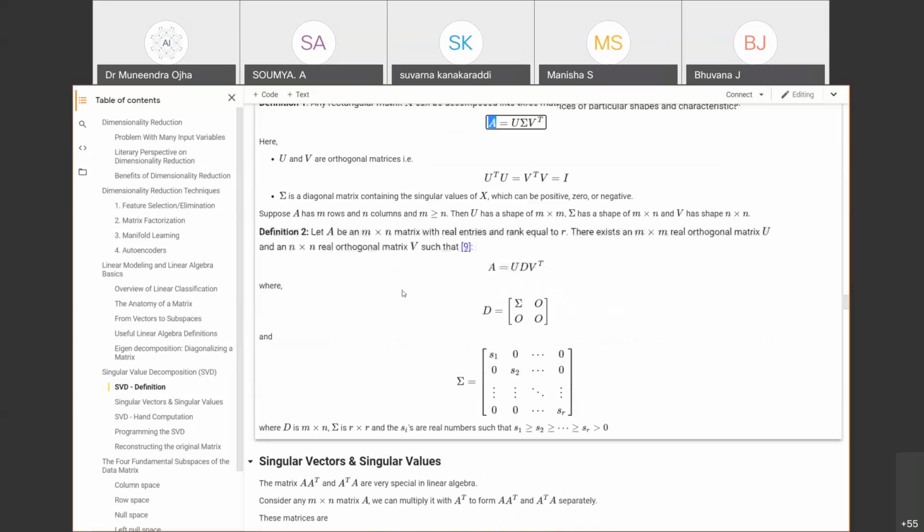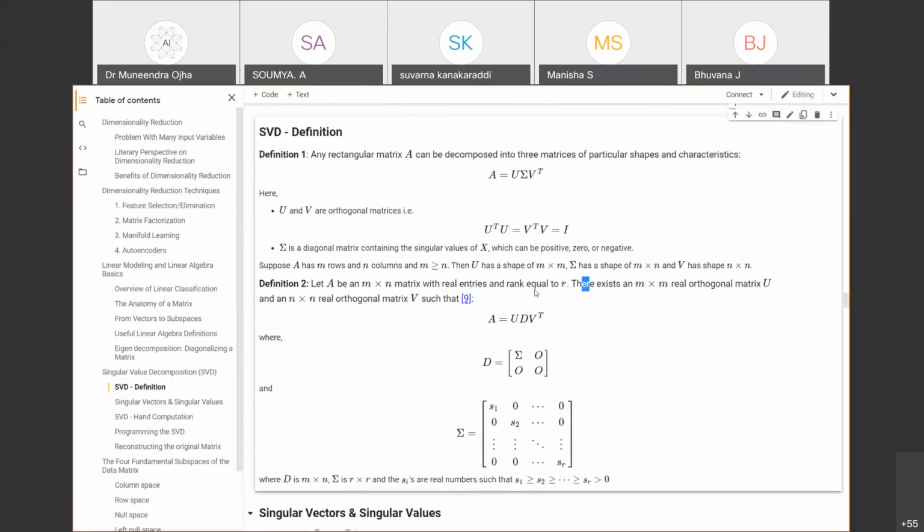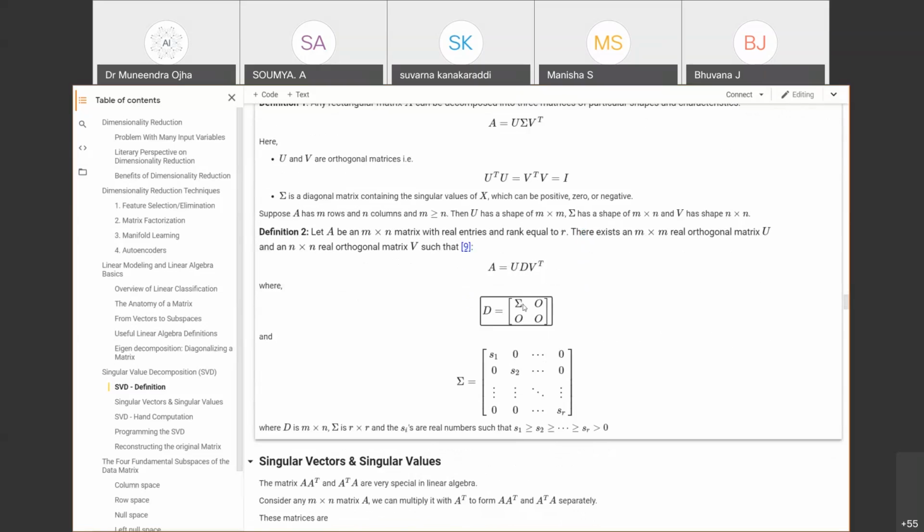Now the second definition says: if A is an m by n matrix with real entries and rank equal to R, there exists an m by m real orthogonal matrix U and an n by n real orthogonal matrix V such that A is equal to U D V transpose. Here D is definitely this sigma, D is a constituent of sigma.